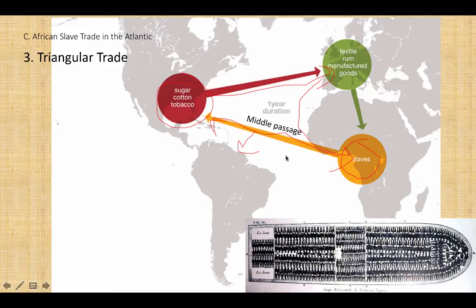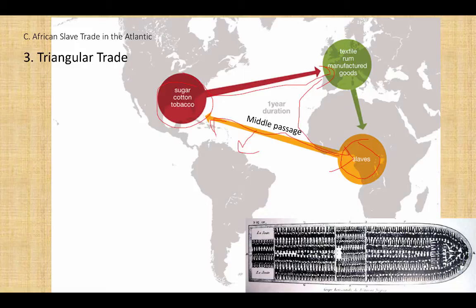The most important part of the triangular trade for our purposes today is the Middle Passage. The Middle Passage is the point in the triangular trade from Africa to the New World when the boats are loaded full of human slaves that have been captured from Africa and being taken to the New World. As you can imagine, the conditions on these boats were horrible.